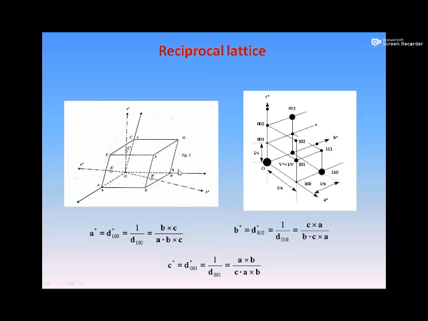Now what happens if the dimension of the direct lattice is small, of the order of Angstrom? The dimension in reciprocal lattice will be much greater, because it is just the inverse of the direct space lattice. So the shorter the direct lattice, the longer its reciprocal lattice becomes.